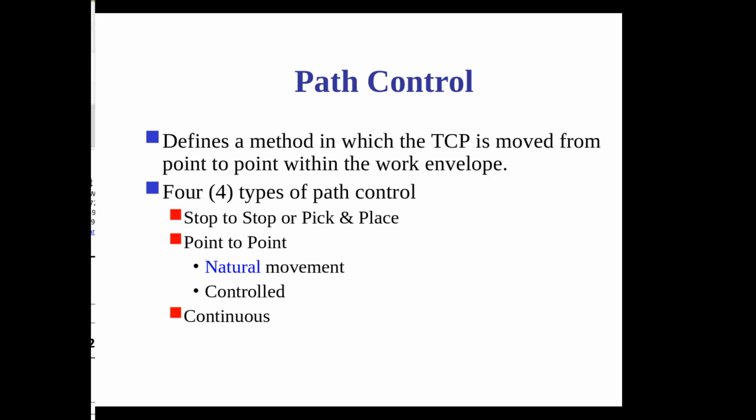There are four methods of path control. The first is what we call stop to stop, or sometimes referred to as pick and place. So you're usually just going to a few points, and so very limited instruction. Then we have point to point, which can either be through what we call natural movement or controlled. And then we have continuous.